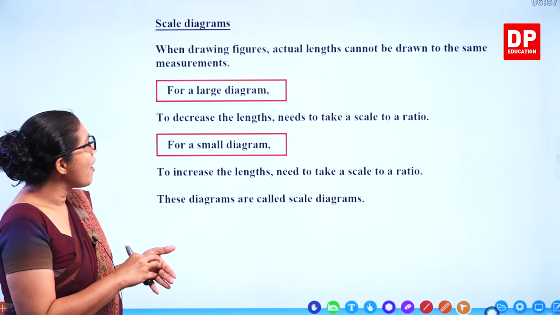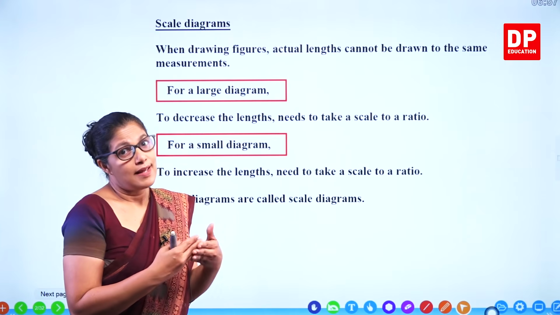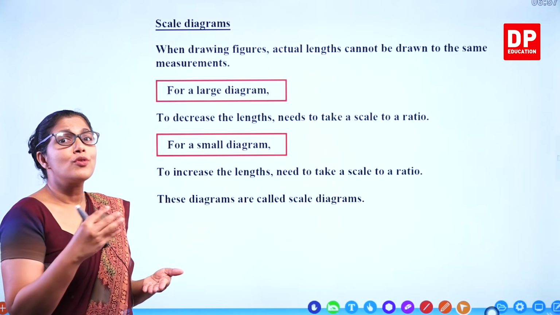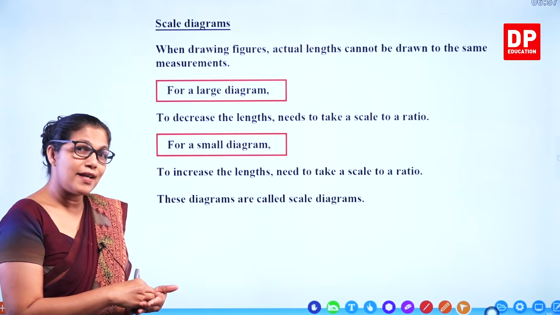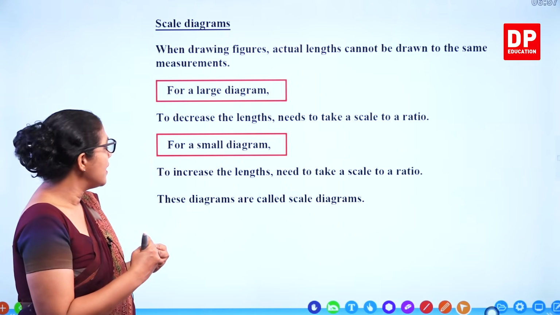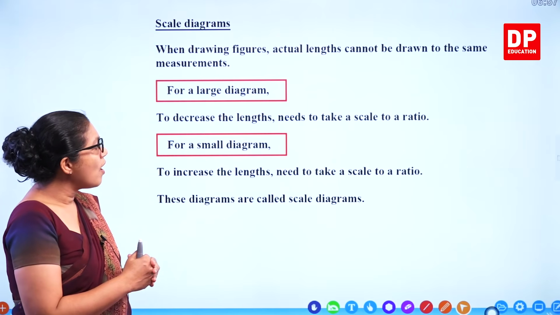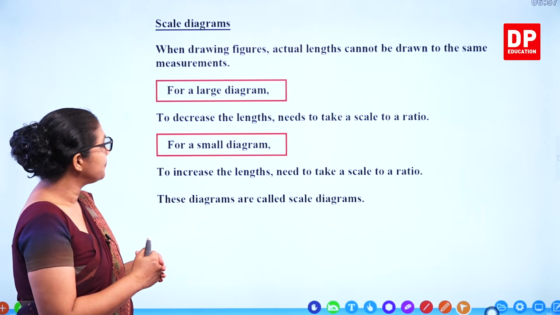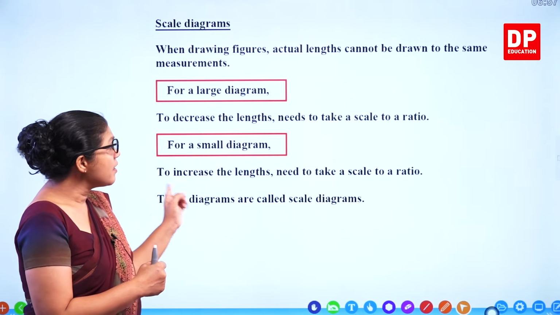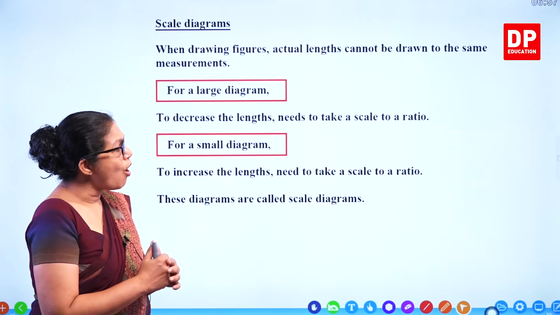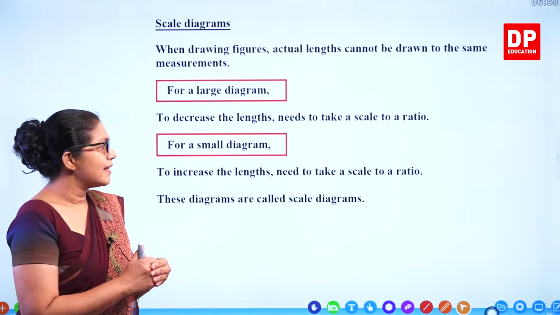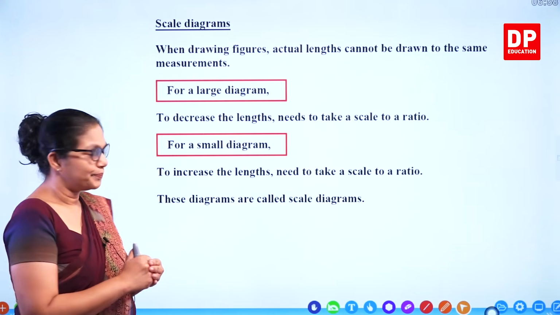So scale drawing is when there's a big one, you are trying to make it smaller. If you get a smaller one, you make it bigger. So these diagrams are called scale diagrams. So you have to increase the length or decrease the length according to a scale, to a ratio.